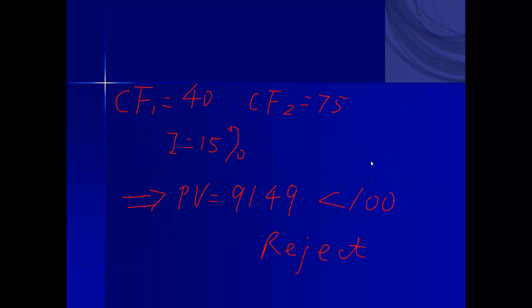This question needs some analysis. This is an investment project. The cost is $100. The cash flow it generates is $40 in 1 year and $75 in 2 years. The question asks about whether we should take this investment. The key is to find the real value of this investment, which is its present value, and then compare the value with the cost. So, what we should do is find the present value of $40 in year 1 and $75 in year 2. The present value is $91.49, smaller than the cost of $100, so we will not take this investment.